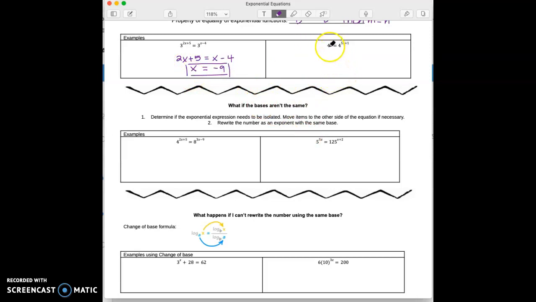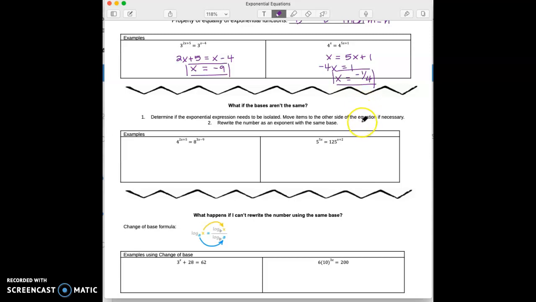Same here, we have 4 to the power of x, 4 to the power of 5x plus 1. Because the base is the same, the exponents are going to be equal. We can subtract 5x from x. We get negative 4x equals 1. Divide by negative 4. Negative 1/4 would be our solution.